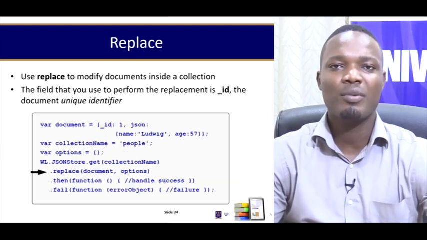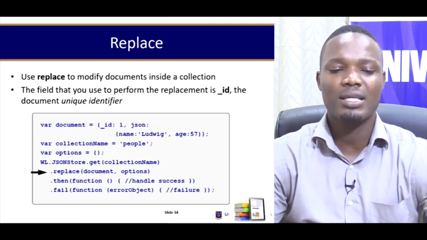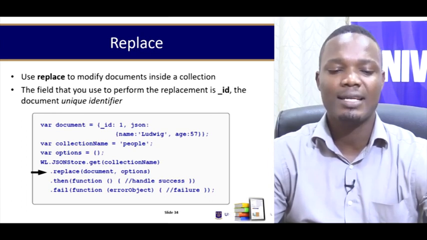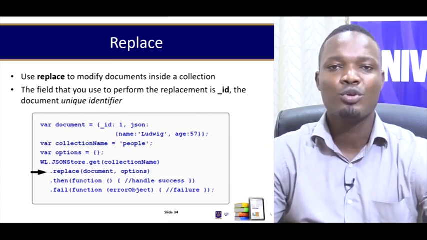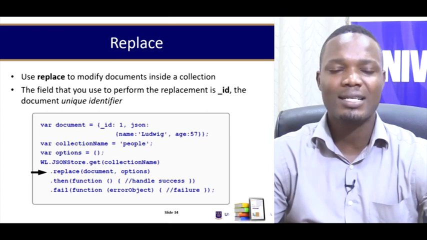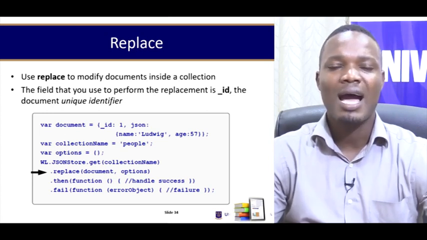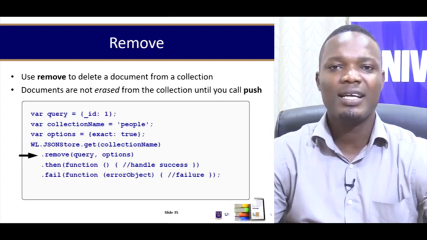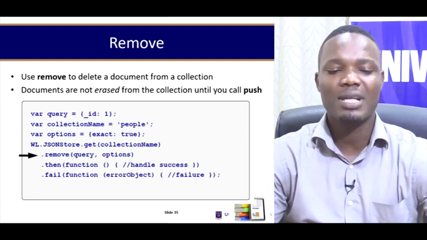We can also do a replace by using a replace function to modify documents inside a collection. The field that you use to perform the replacement is the _id, which is the auto-generated ID. It's a unique identifier for every document. So here we will use the .replace, just like we use the .add, to now update a record or a document. Finally, if we want to take out a document from our collection, we would use the .remove to delete a document from that collection.